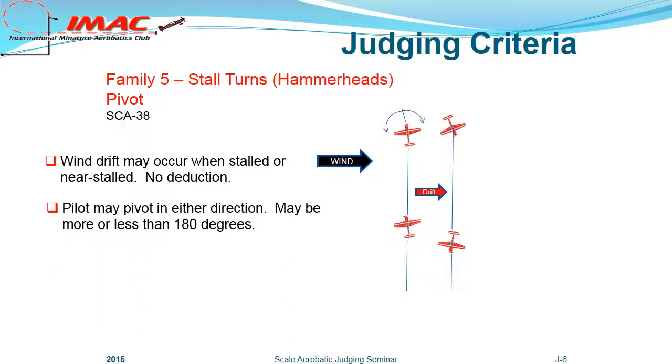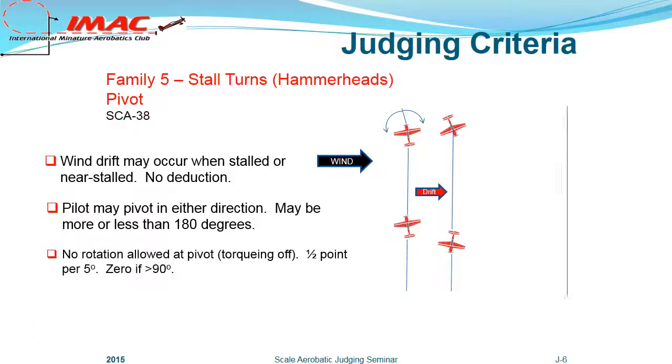Pilots may pivot in either direction at their option, resulting in a pivot of more or less than 180 degrees. Many times a pilot will choose to pivot into the wind but is not required to do so. There is no requirement for the aircraft to be vertical in the yaw axis before the pivot is executed. During the pivot, there can be no rotation or torquing of the aircraft. Rotation is deducted at 1/2 point per 5 degrees. 0 is scored if more than 90 degrees of rotation is seen.